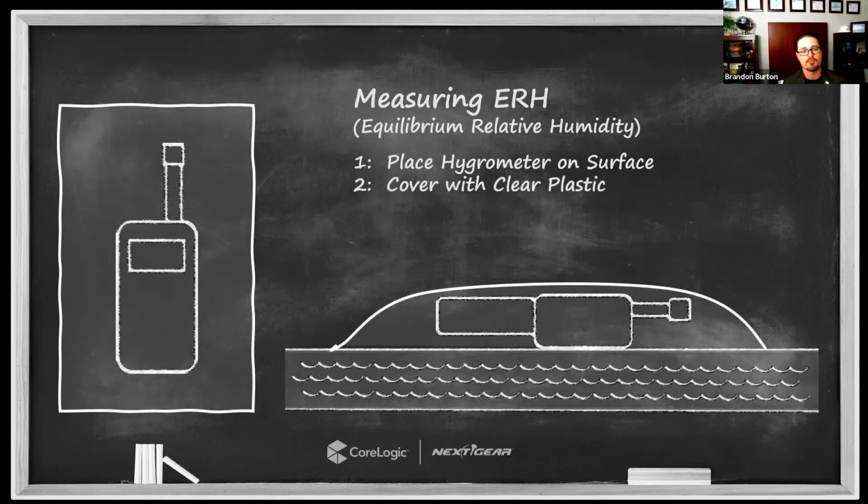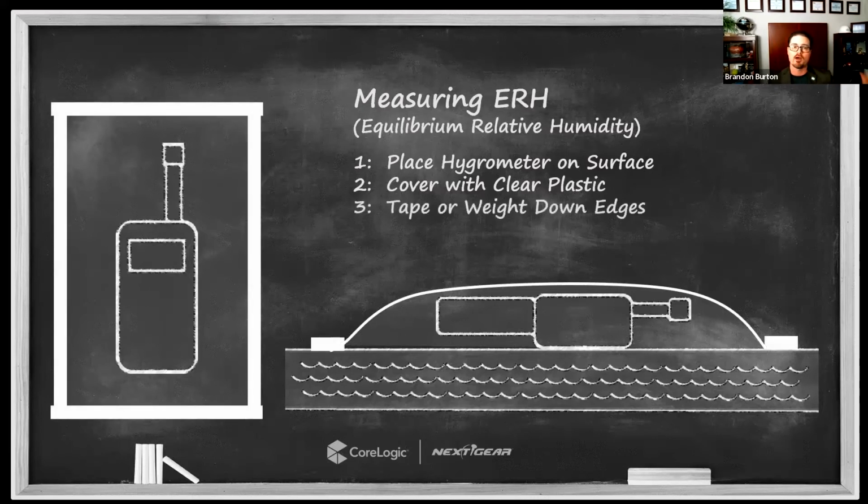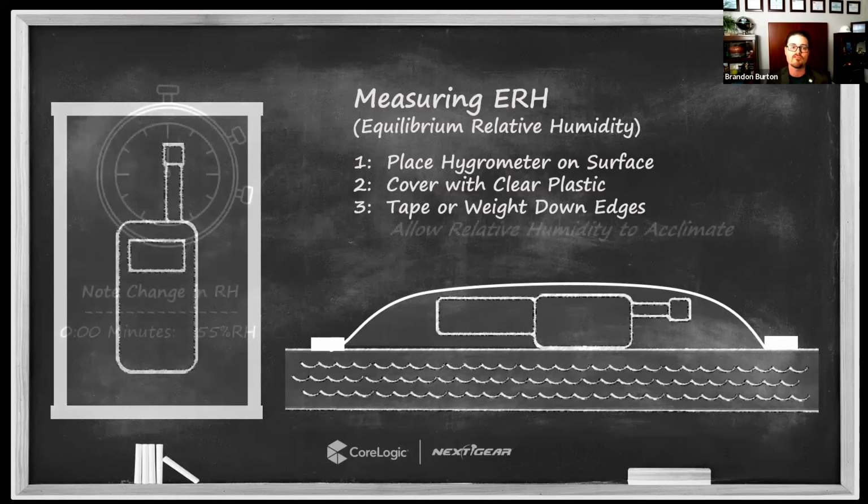Then cover the hygrometer, right? Covering the hygrometer is going to be done with an impermeable material, like a clear plastic, like a 6 mil poly sheet. Once the sheet has covered the material, I'm either going to tape the edges if I'm on a vertical surface, or I'm just going to weight the edges if I'm on a horizontal surface, or you can tape them, right? Once that's taped down, then we're going to allow these to acclimate.